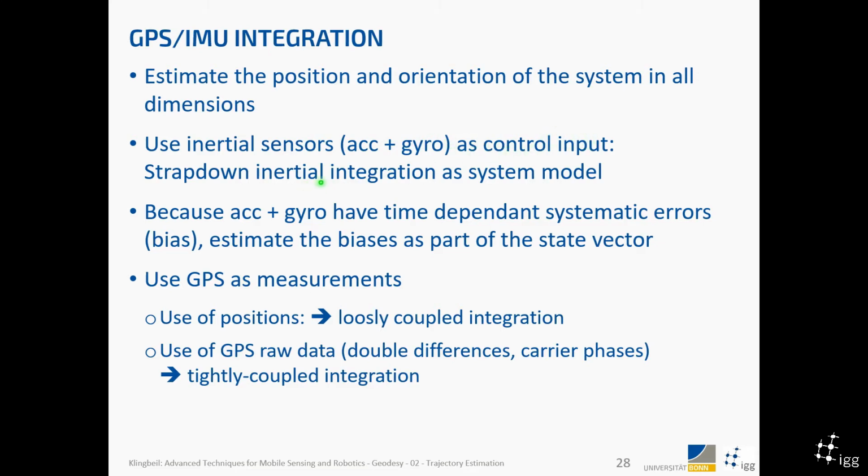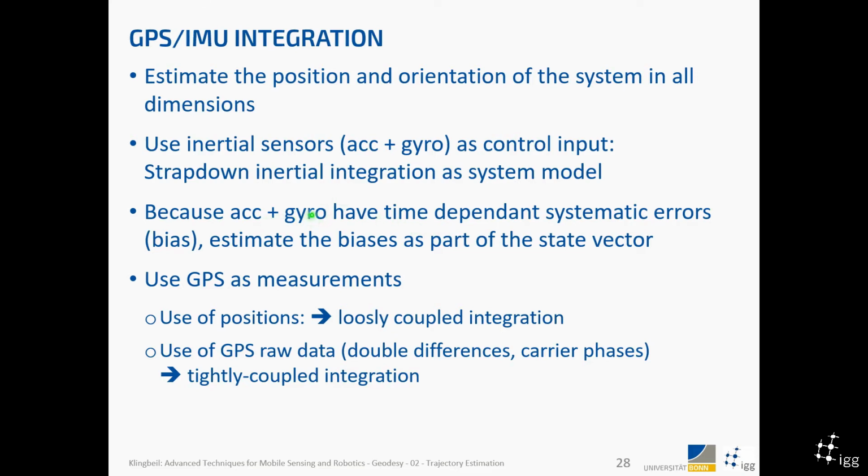So the system model that we assume in our filter is basically the strap-down inertial integration. So we use accelerometer and gyroscope as control inputs, and use this strap-down inertial integration as an update step in the Kalman filter.